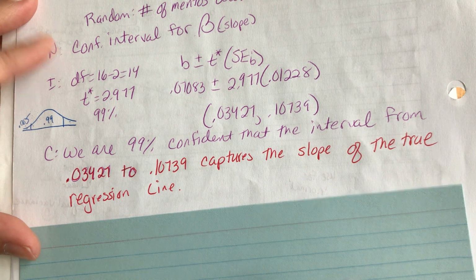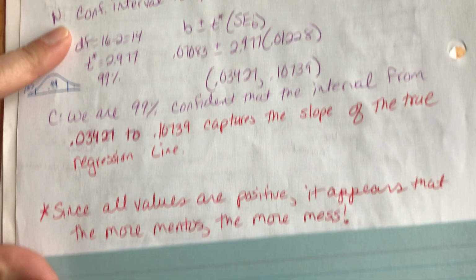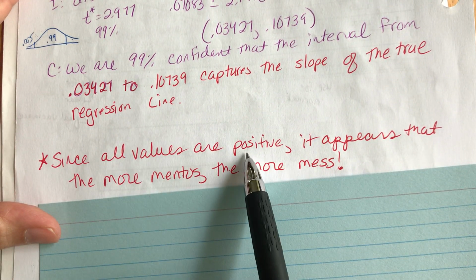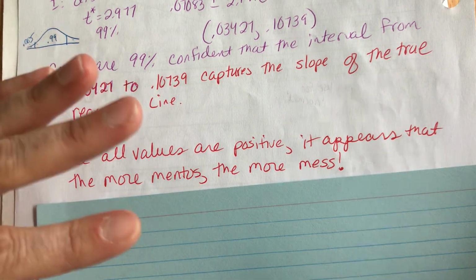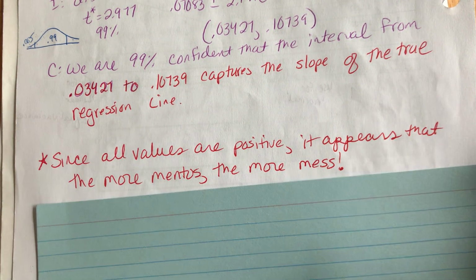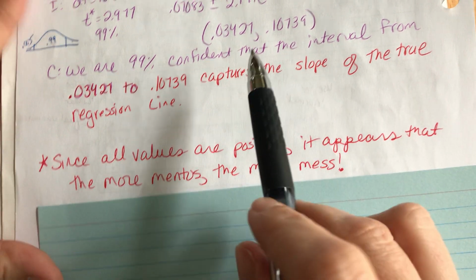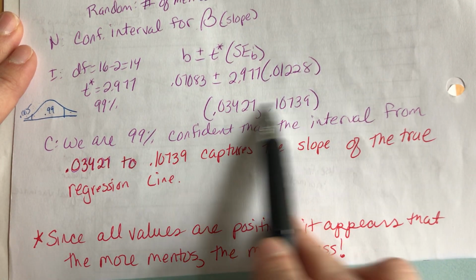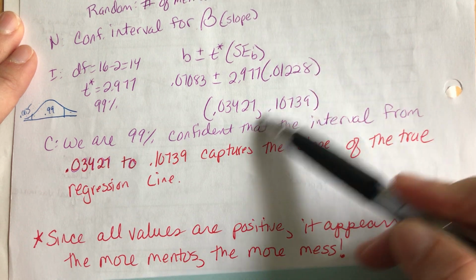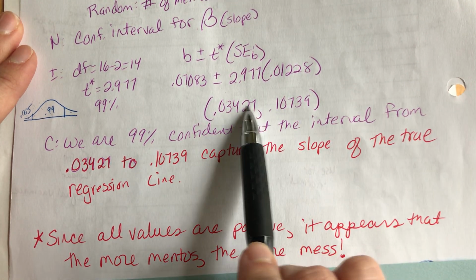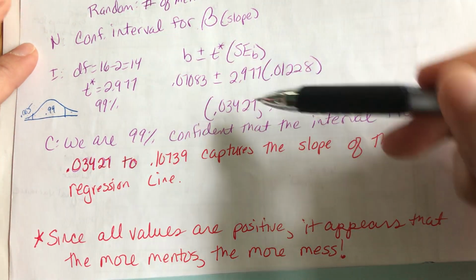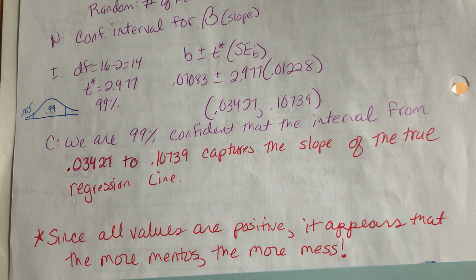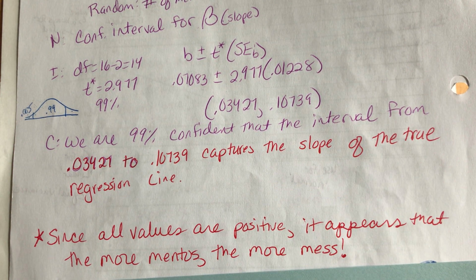Now, like we talked about in class the other day, it's important to remember that if all the values in the interval are positive or they're all negative, then that means that there's a relationship, right? If all of the values in the interval are positive, that means it's going to have a positive relationship. If all these values are negative, that means it's going to have a negative relationship. If you have some positive, some negative, that's when we don't know if there's a relationship or not. Is it going to be a positive correlation or a negative? That's when it's the unknown.